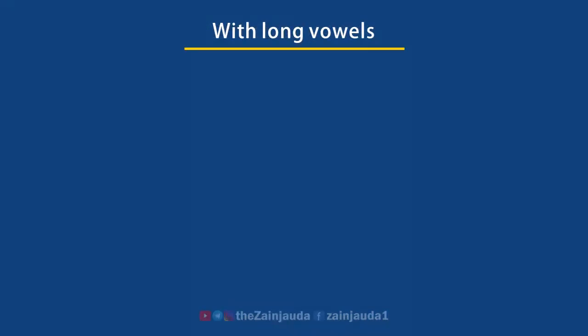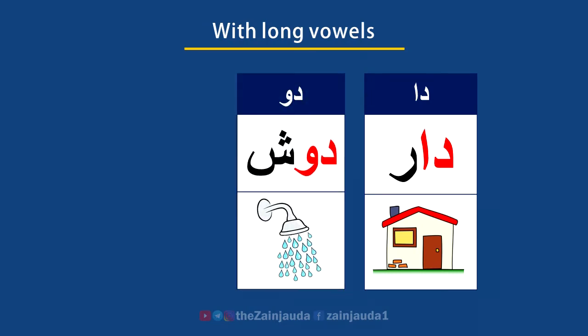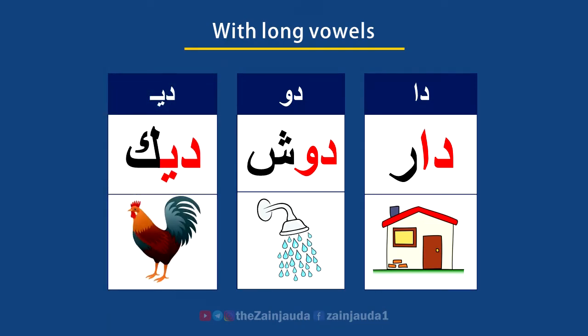Now let's have it with the long vowels. With a, de becomes da, and an example of it is dar. With u, it becomes do, and an example of it is douche. With e, it becomes di, and an example of it is dik. So, dar, douche, dik.